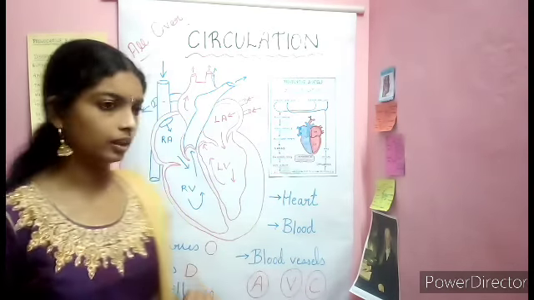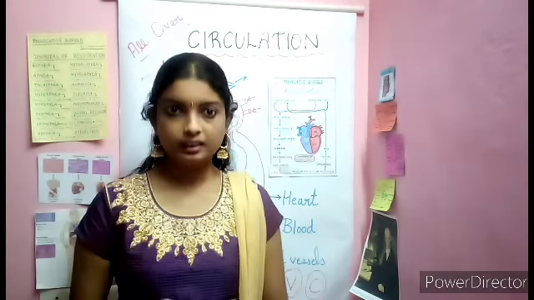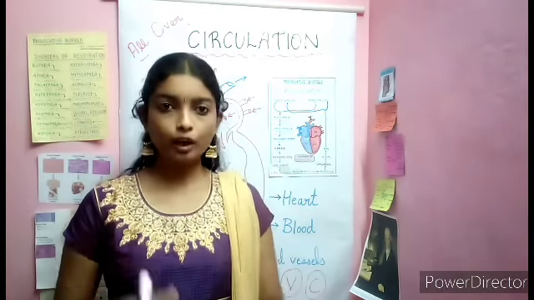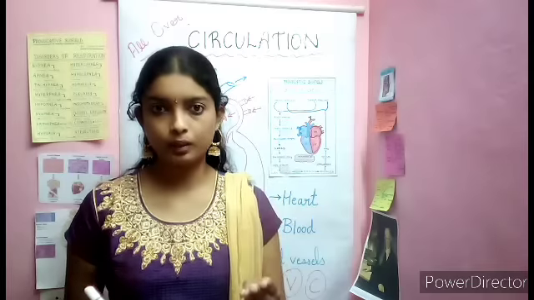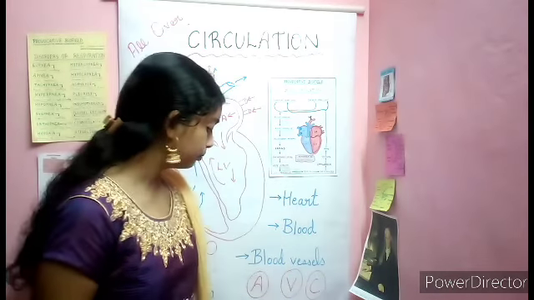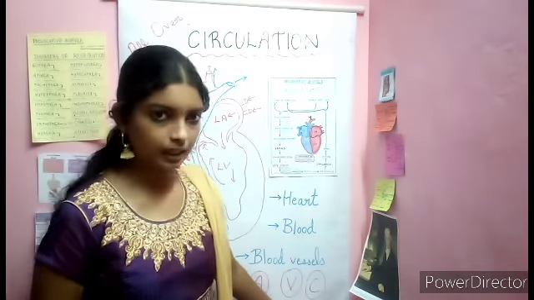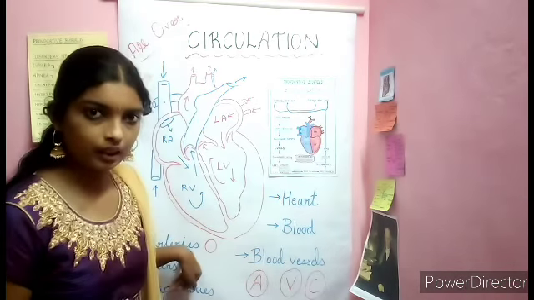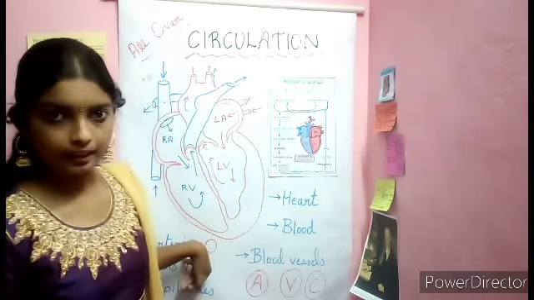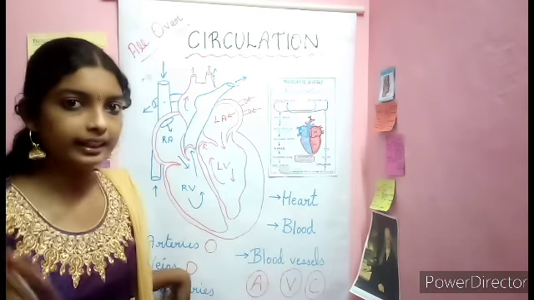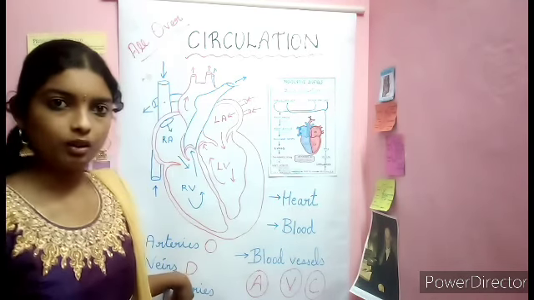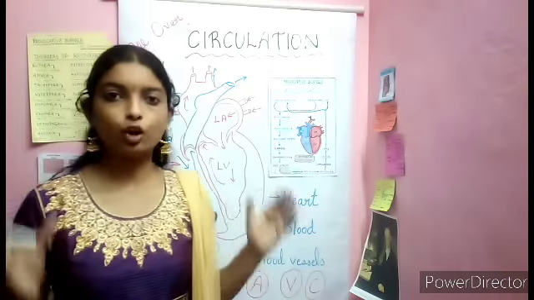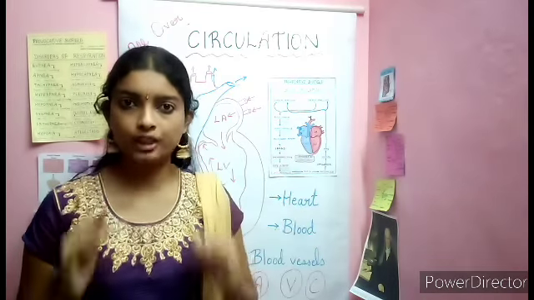Next, blood vessels. A blood vessel is a vessel that carries blood. In your body, we have three types of blood vessels: A, V, C. Arteries, veins, capillaries. Arteries are blood vessels that carry oxygenated blood. Veins are blood vessels that carry deoxygenated blood. So all arteries carry oxygenated blood and veins carry deoxygenated blood.